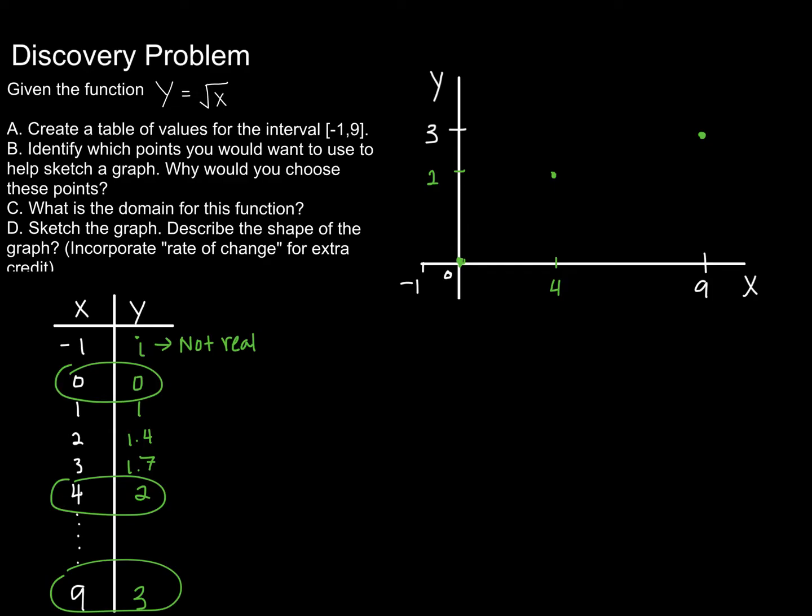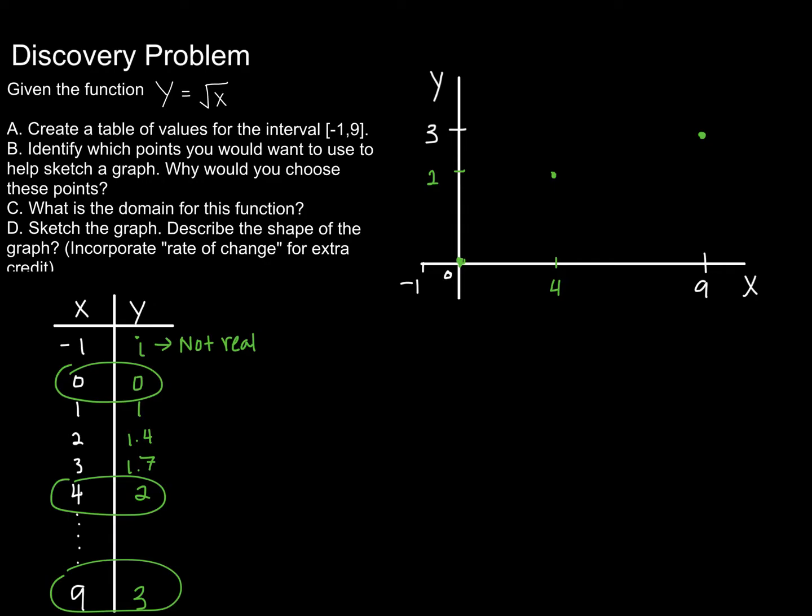And the points that we're going to be able to use that make the most sense to use are the ones where we actually have a square root that is a whole number, a perfect square. So 0, square root of 0 is 0. 4, square root of 4 is 2. 9, square root of 9 is 3. And if we use those points, it's going to be a lot easier for us to plot those points, obviously.